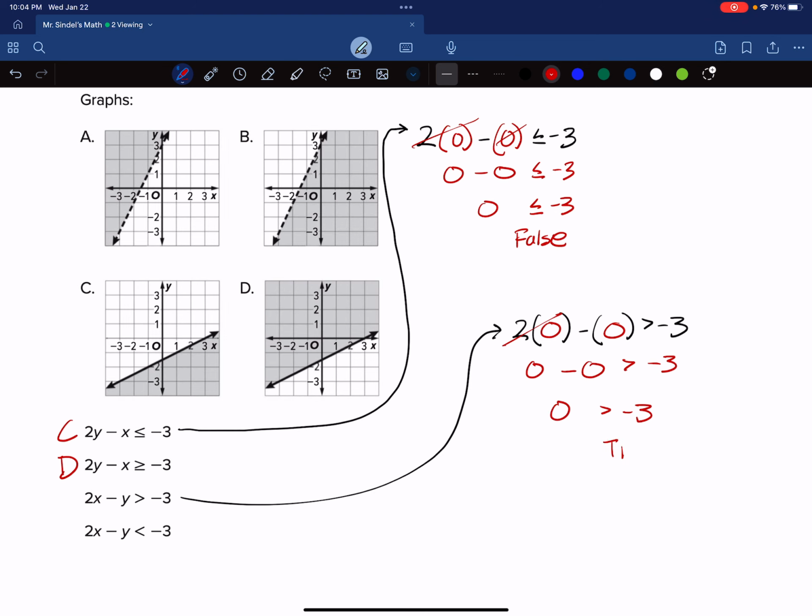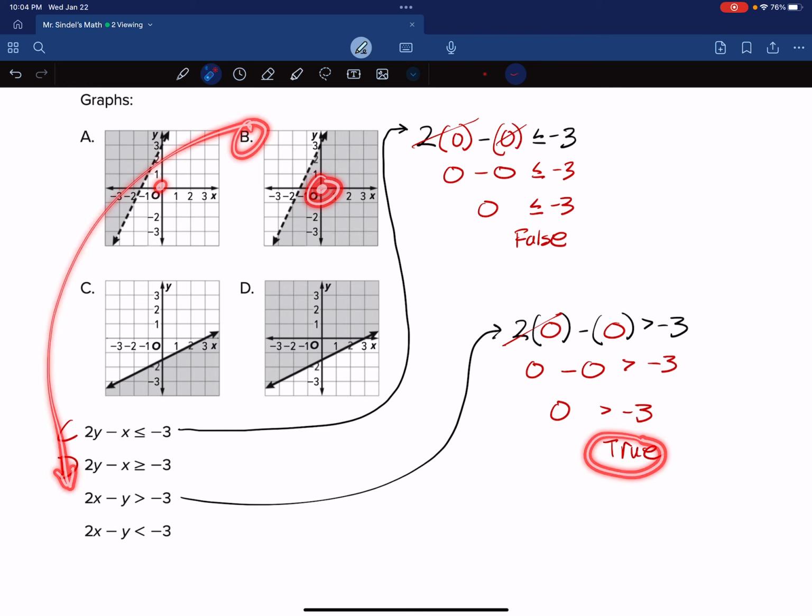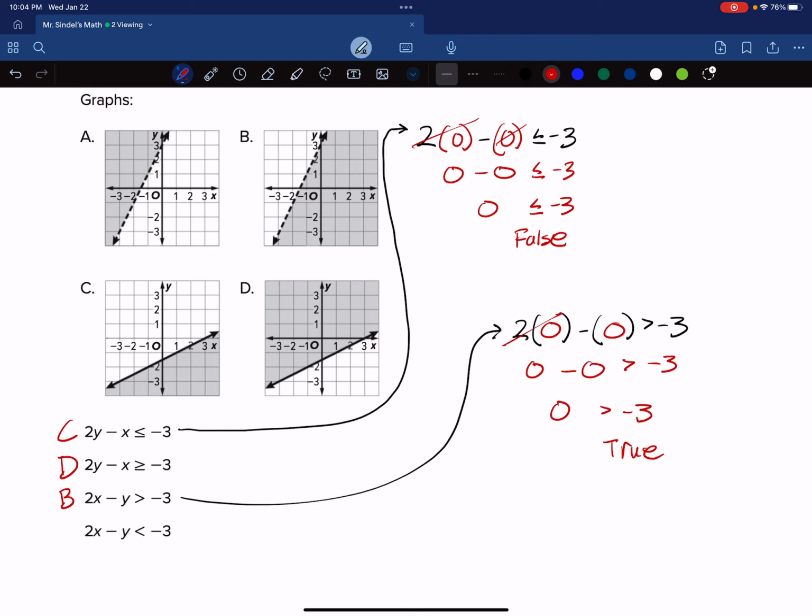If it's a true statement, it should be shaded wherever we have the point that we plugged in, (0, 0). So looking at this point versus this point, we want one that is in the shaded region. B goes to this one right here. So we're going to say B. Therefore, by process of elimination, the last one is A.